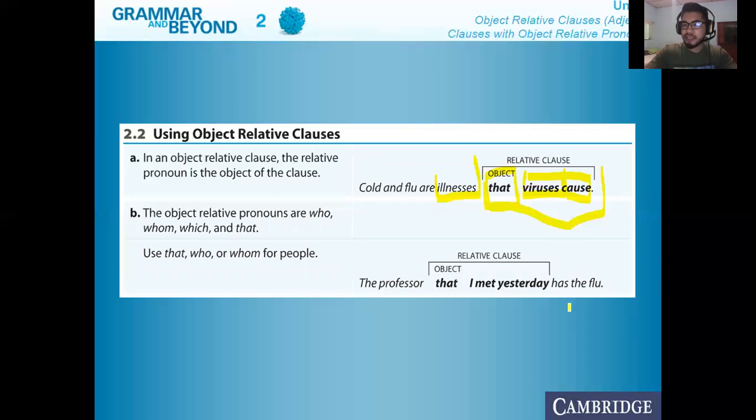Over here, as you see, we're giving an extra characteristic about the professor, but it's not relevant at all. You can say the professor has the flu, okay? And it's going to make sense no matter what, but over here, we are describing something, okay? We're describing the professor, what kind of professor I'm talking about. Is it a math professor, is it the English professor? No, the professor that I met yesterday. It's another type of person. I'm trying to identify it and to recognize it through more information.